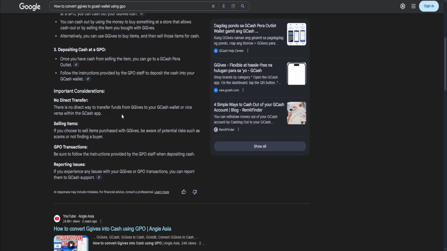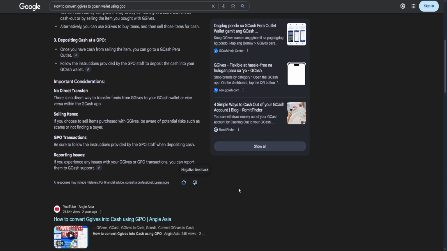So here's what you can take note of. There's no direct transfer and you need to sell the items, and be sure to follow the instructions for the GPO transactions, and report any issues to customer support if there are any problems.